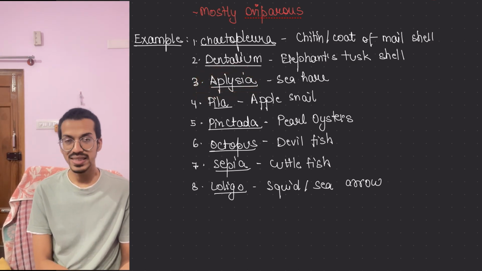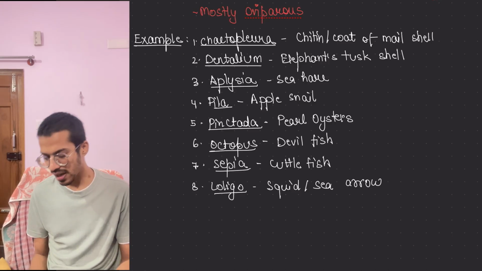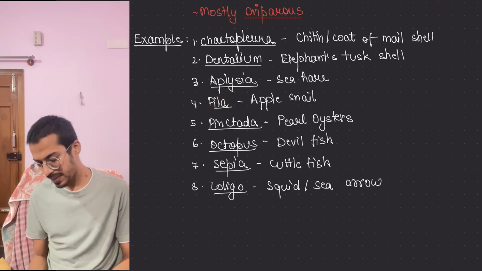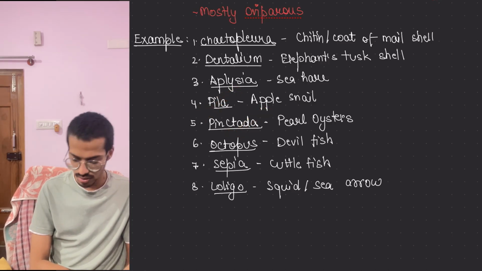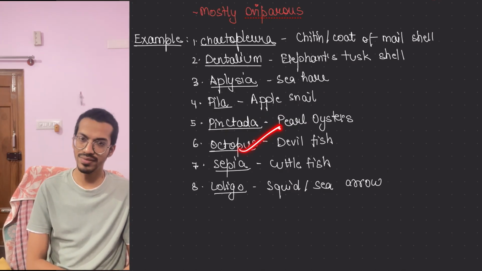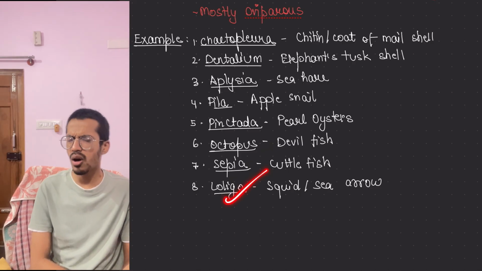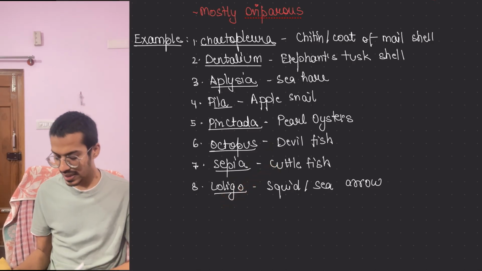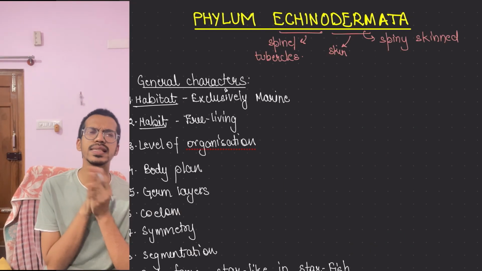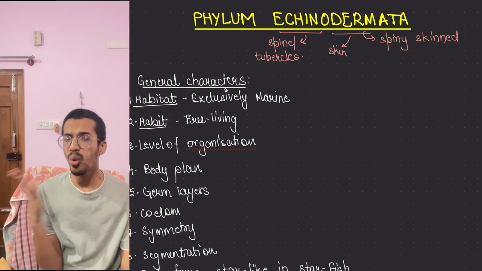Aplysia, that is sea hare. Then we have Pila, apple snail. We have Pinctada, that is pearl oyster. We have octopus, called devilfish. We have Sepia, called cuttlefish. And we have Loligo, called squid or sea arrow, an arrow-shaped structure. With this, your phylum Mollusca is over.